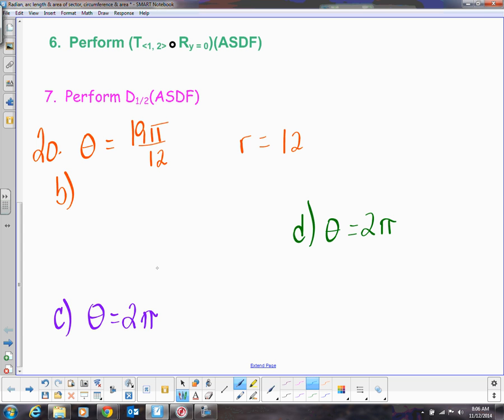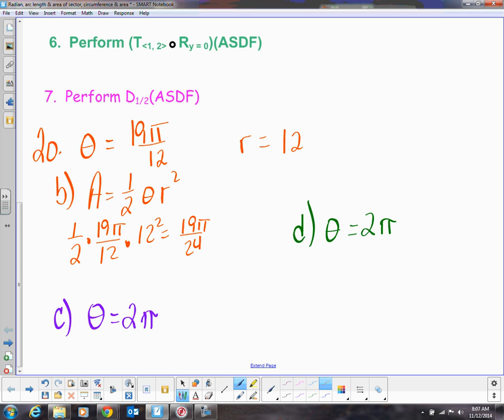Because we're looking for the area of a sector on B, I expect you to write A equals 1/2 theta r squared. What is our theta? 19 pi over 12, times my radius squared. And when you do that, that's going to be 19 pi over 24 times 144. And that simplifies to 114 pi.